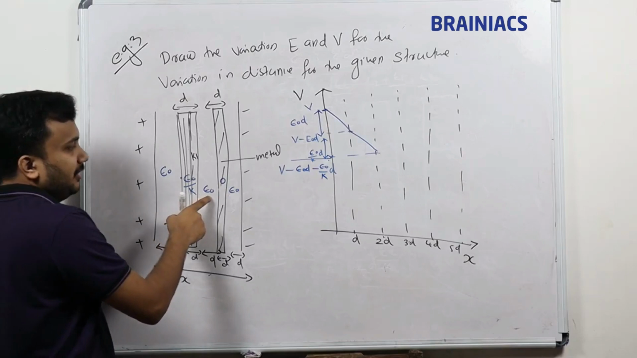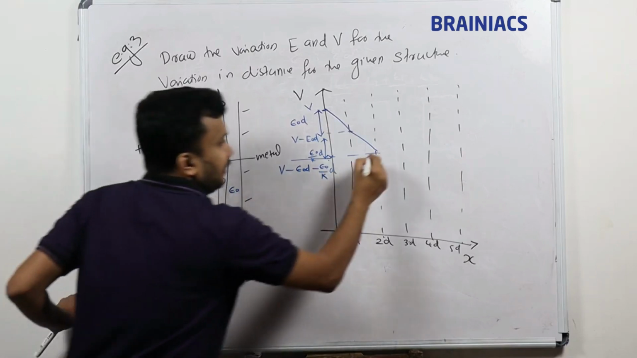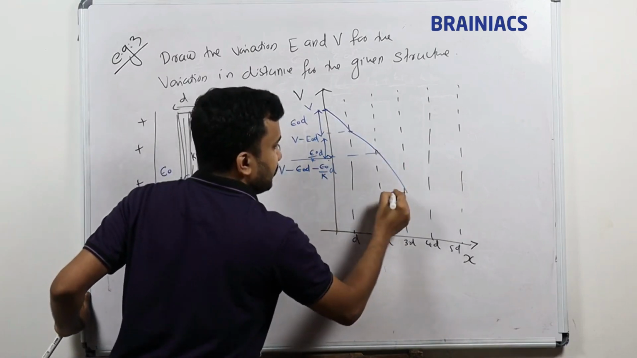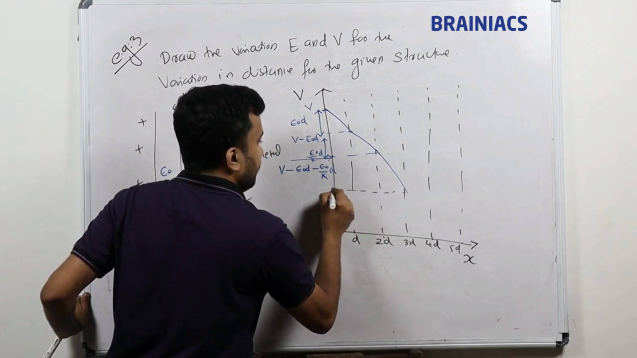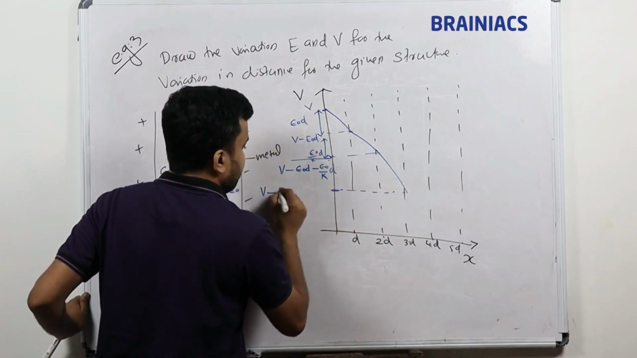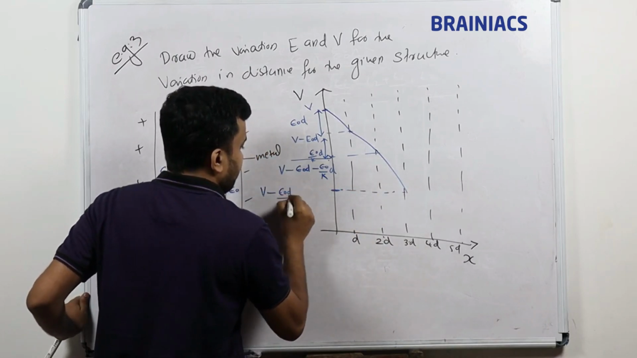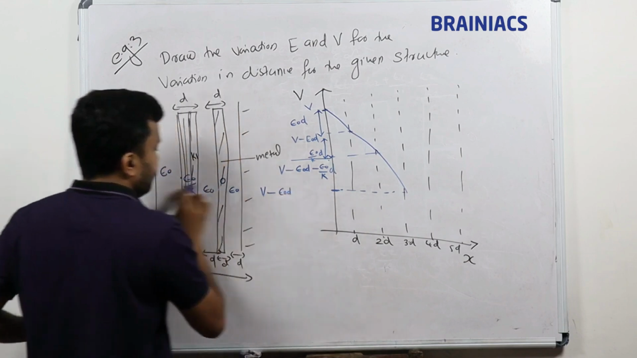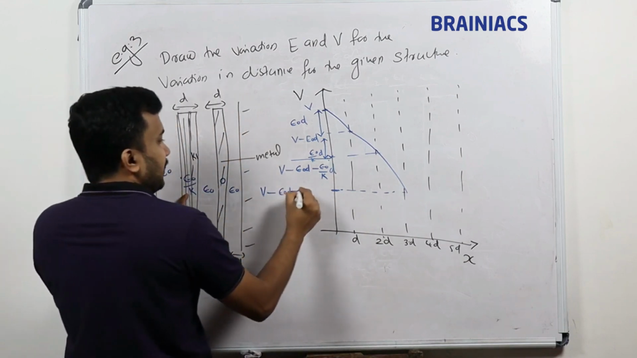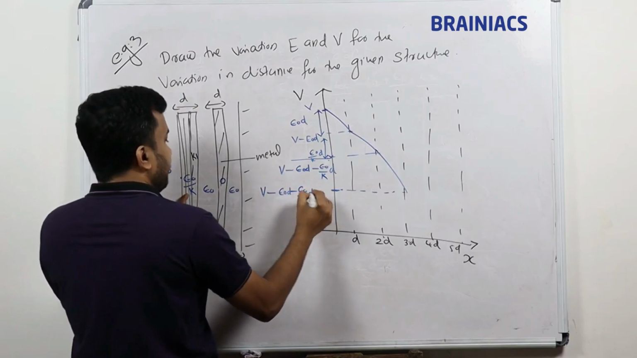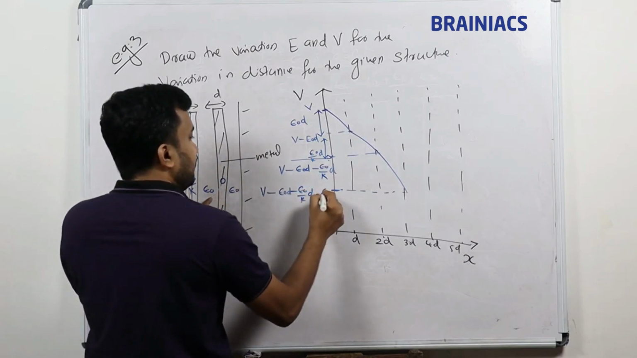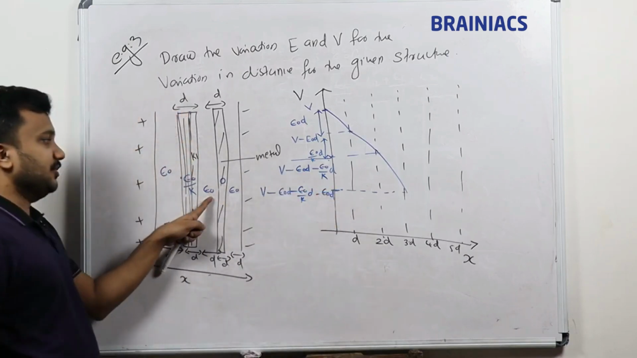Now again we will be here at the third point. Third point, it is again reduced this much. And what is this value? I can say V minus E0D from the top. First one E0D reduced, second one E0 by K into D reduced, third one E0 into D reduced. This much it is reduced.